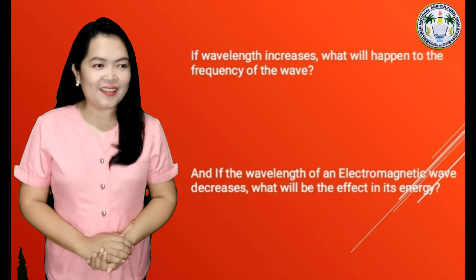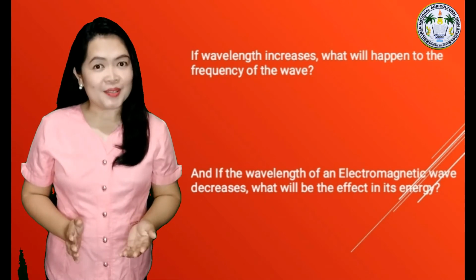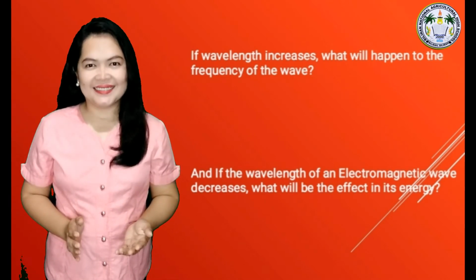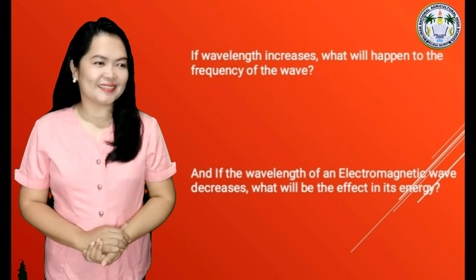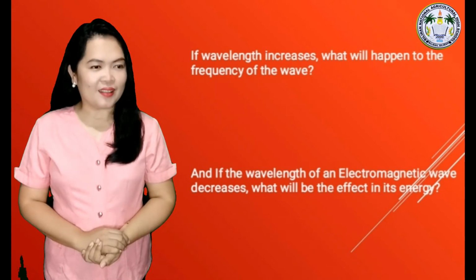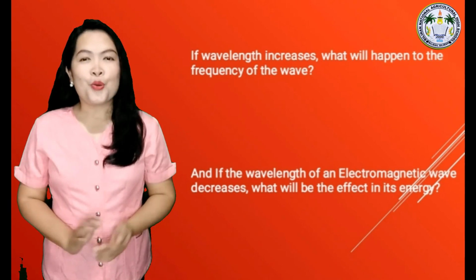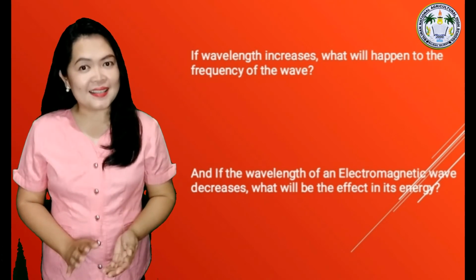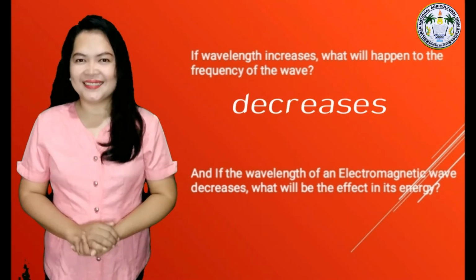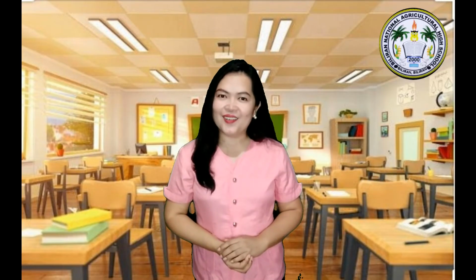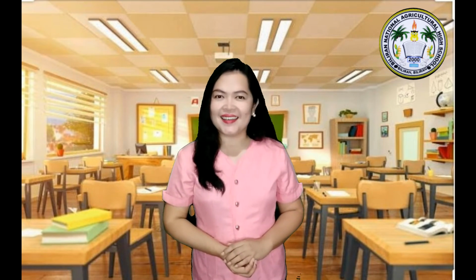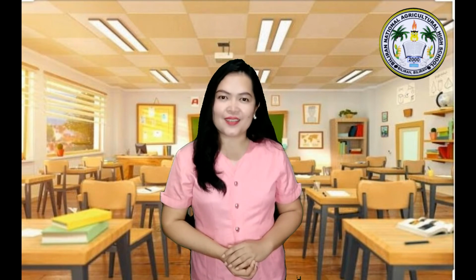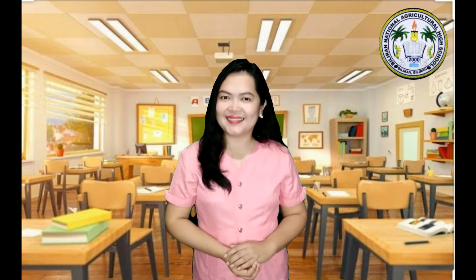So, if wavelength increases, what will happen to the frequency of the wave? And if the wavelength of an electromagnetic wave decreases, what will be the effect on its energy? And now, let's compare the relative wavelengths, frequencies, and energies of the different regions of the electromagnetic spectrum.